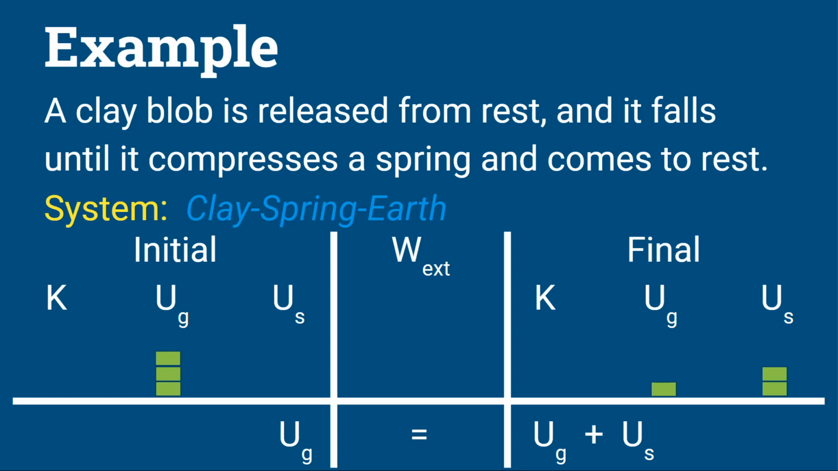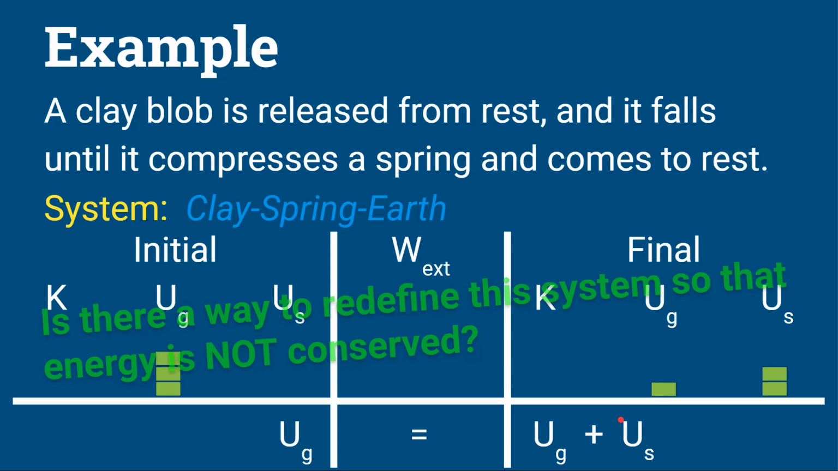And so you'll see here that the total initial amount of gravitational potential energy will equal the final amount of gravitational potential energy. Since it's on a spring, it's not on the ground, there's still some height, plus whatever amount of elastic potential energy is now stored in the spring. Okay, so we can have conservation of energy if we define our system that way, but is there a way for us to define this same scenario, to redefine the system so that energy is not conserved? Any ideas of what we could do?